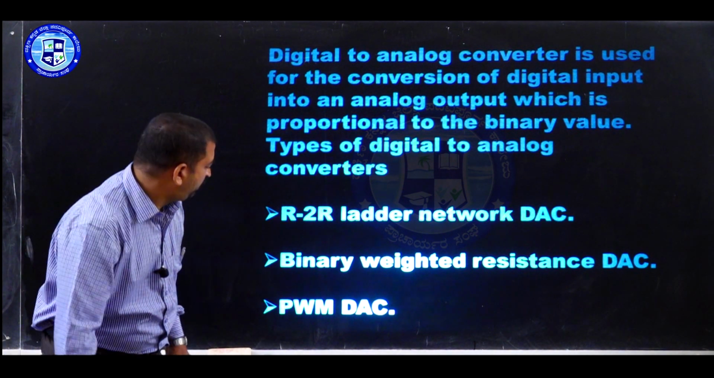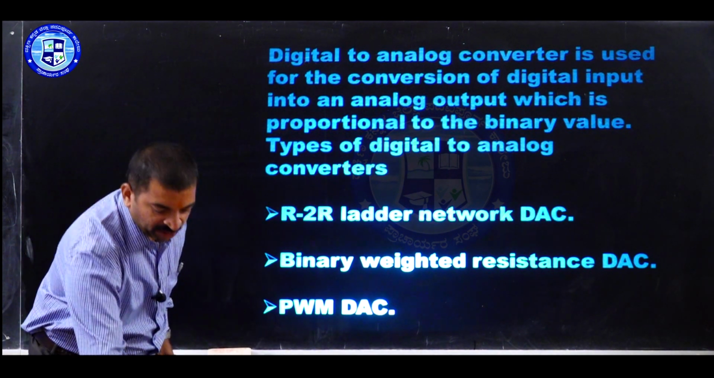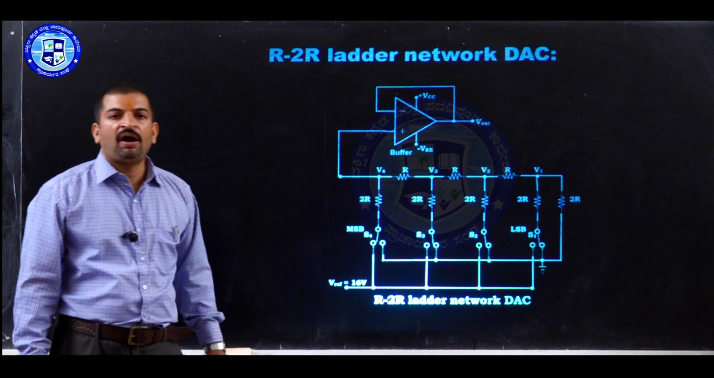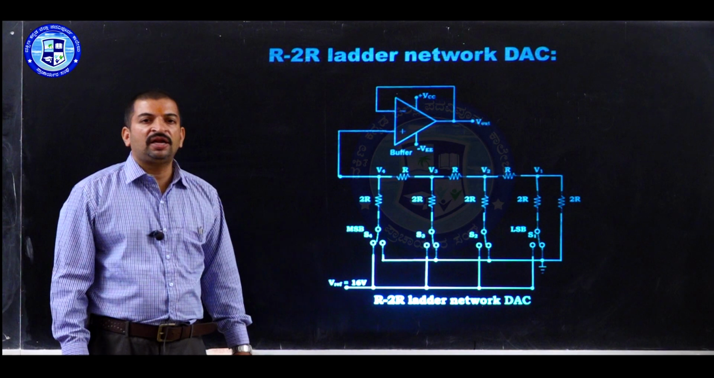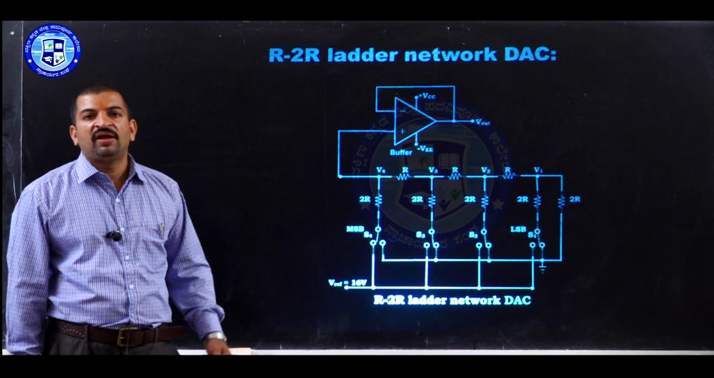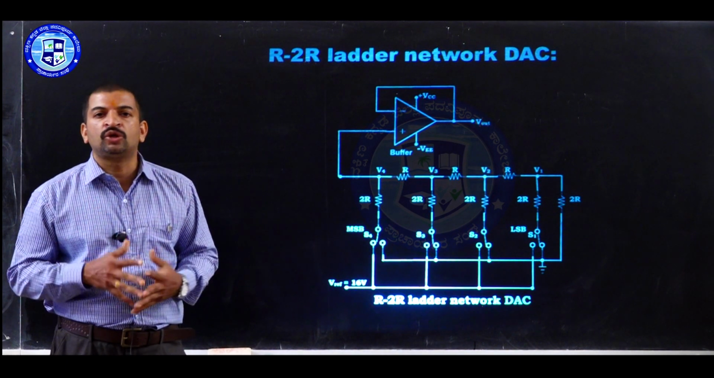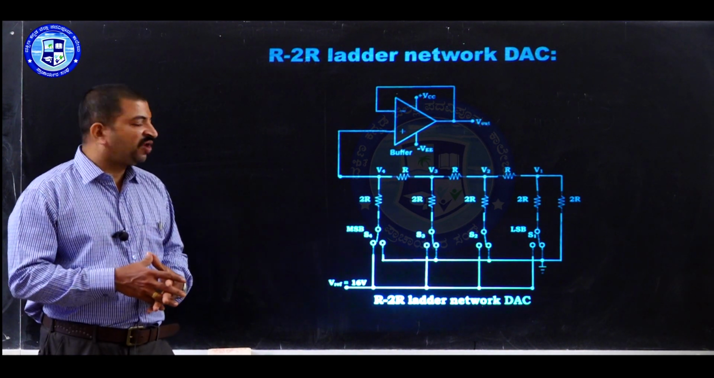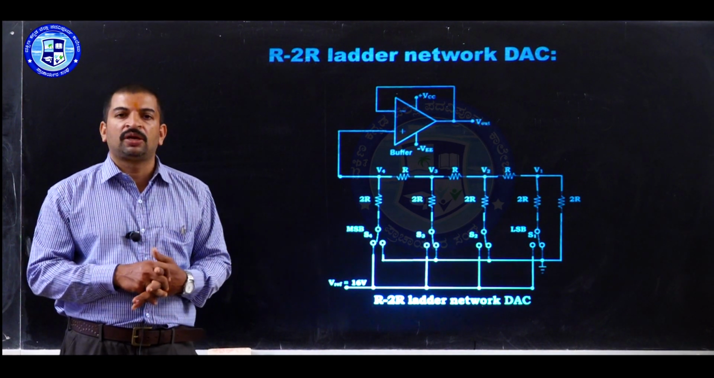And one more is the PWM DAC, pulse width modulation DAC. Let's study the working of R2R ladder network DAC. The R2R ladder network DAC consists of resistors wired in the form of R and 2R. For example, if R equals 1 kilo ohm, then 2R equals 2 kilo ohm.